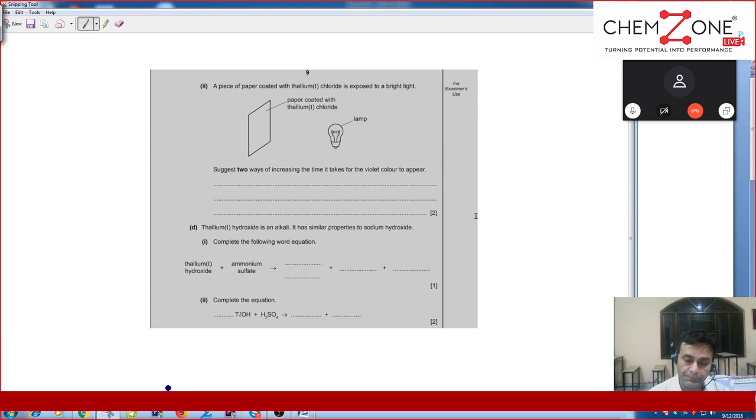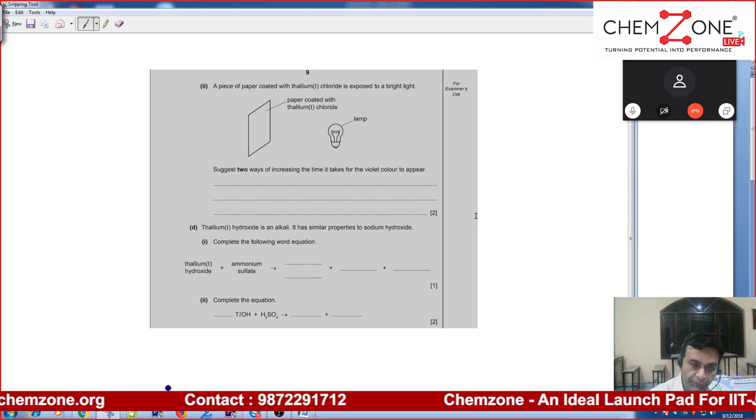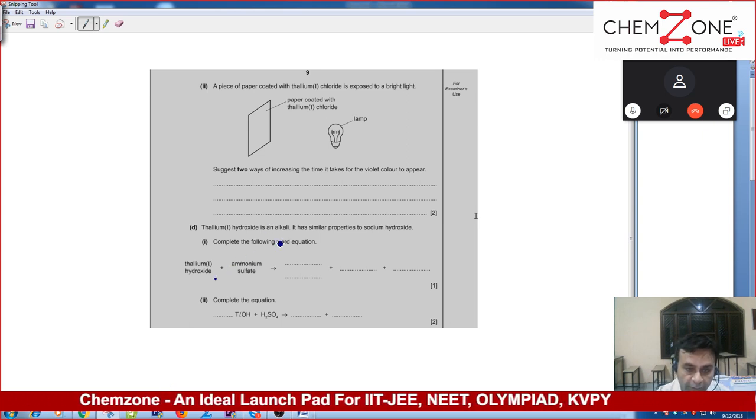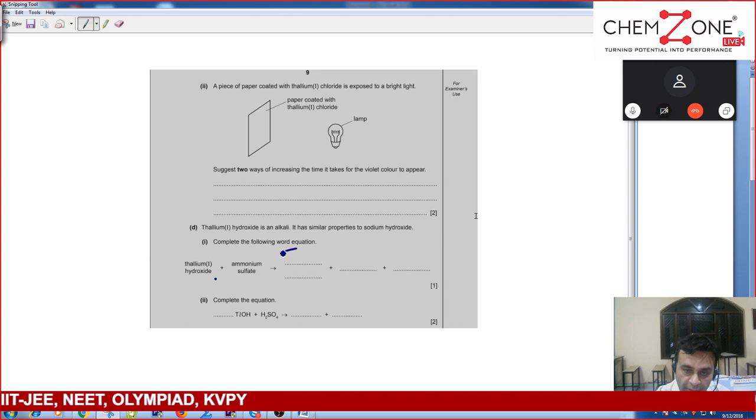D part. Thallium hydroxide is an alkali. It has similar properties to sodium hydroxide. Complete the following word equation. Thallium hydroxide and thallium sulfate. It will give thallium sulfate and ammonium hydroxide. Okay.